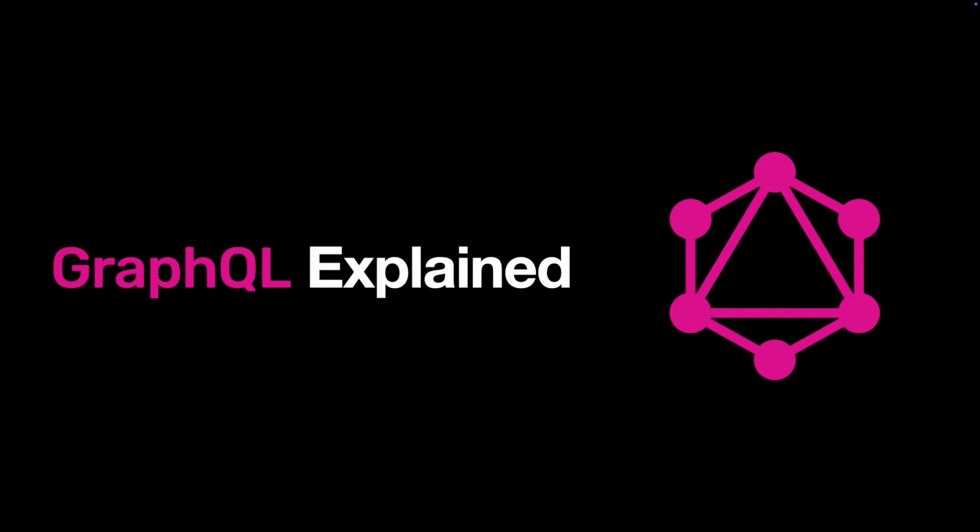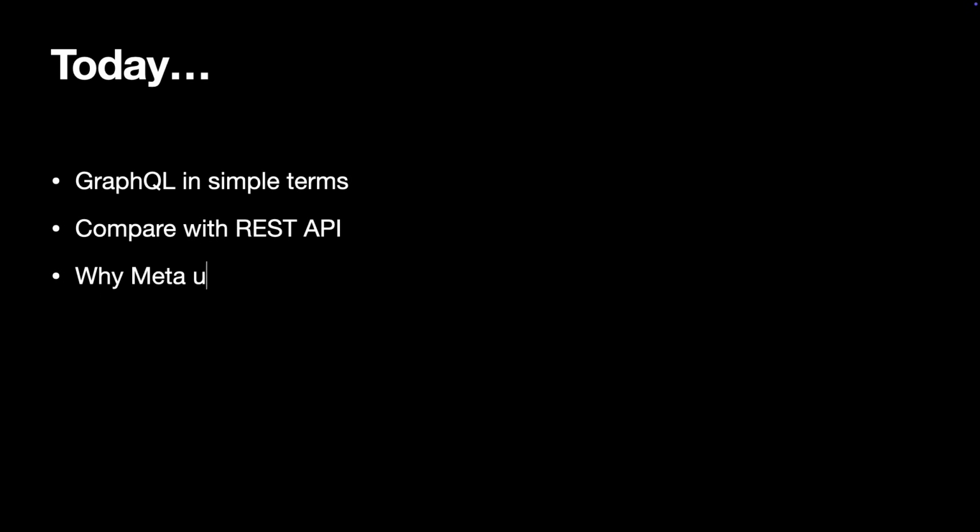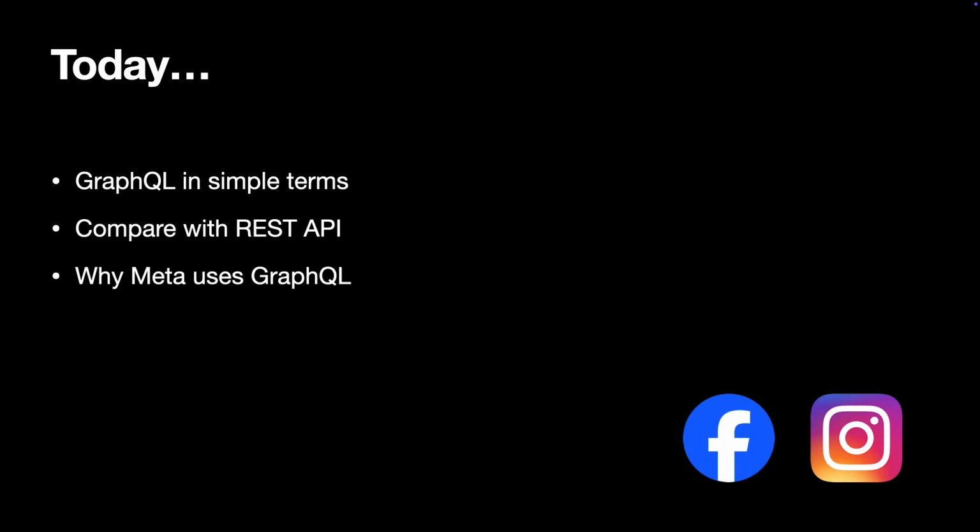Have you ever noticed how some apps open instantly while others feel painfully slow? GraphQL is one of the technologies that makes modern apps feel fast. Today we'll break down GraphQL in simple terms, compare it with the REST API, and you'll see why Meta has been using GraphQL for all their mobile apps since 2012.